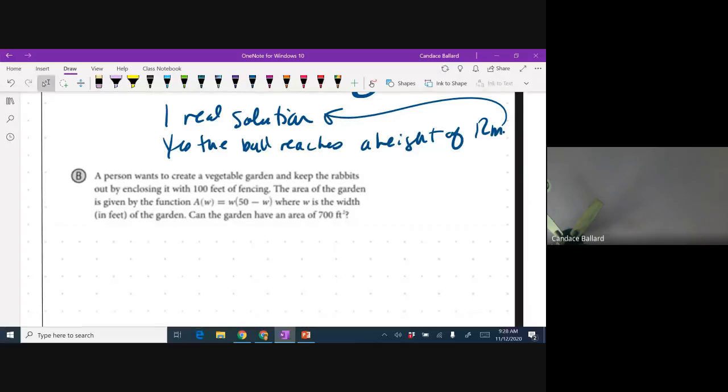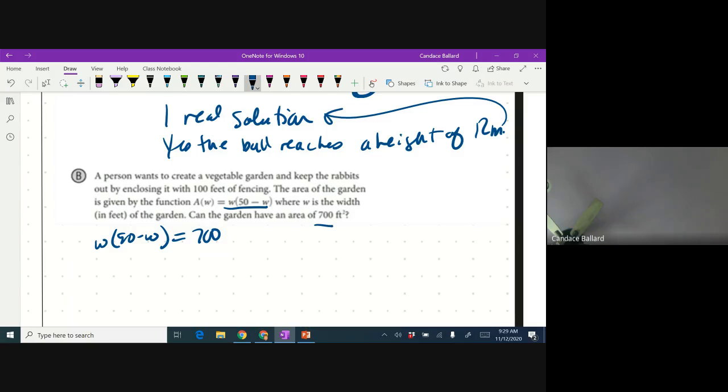All right, we're going to go on to the vegetable garden. A person wants to create a vegetable garden and keep the rabbits out by enclosing it with 100 feet of fencing. The area of the garden is given by the function A of w equals w times 50 minus w, where w is the width in feet of the garden. Can the garden have an area of 700 feet squared? So we're going to go ahead and take our area and set it equal to 700. So I've got w times 50 minus w equals 700.